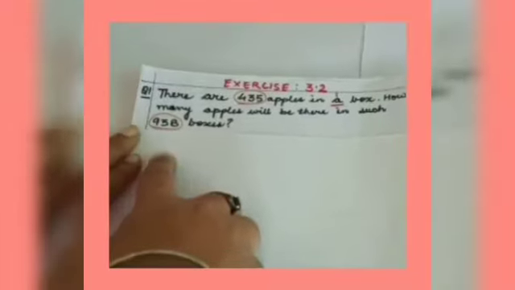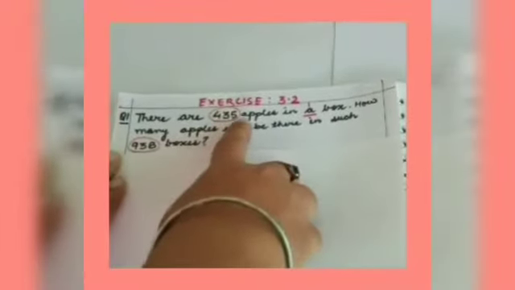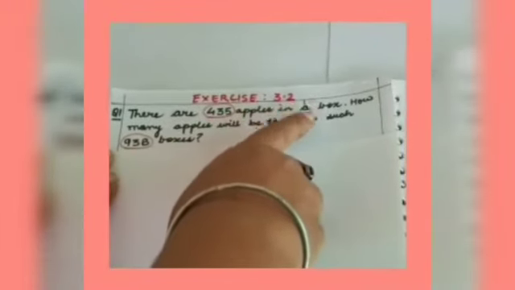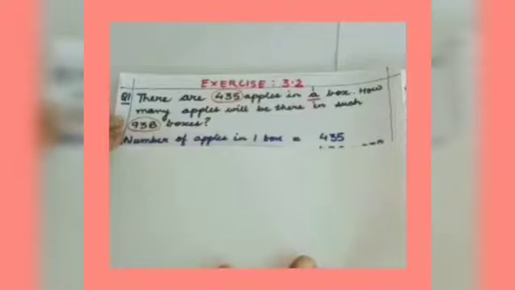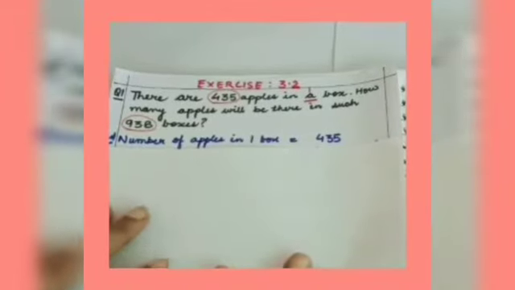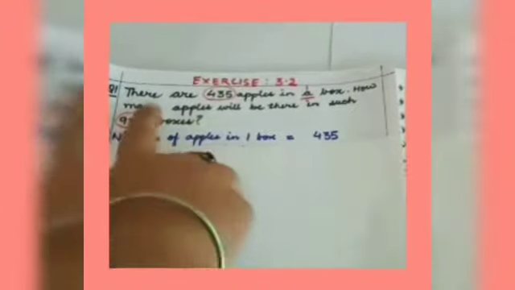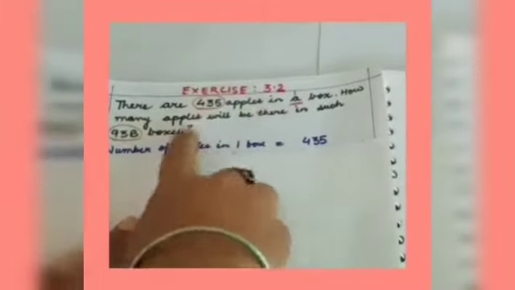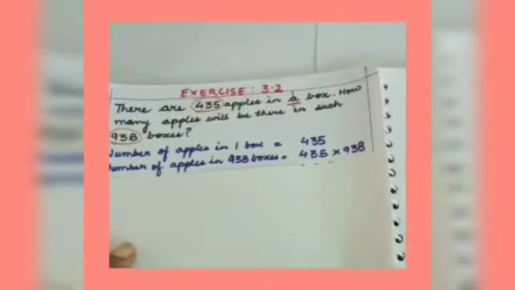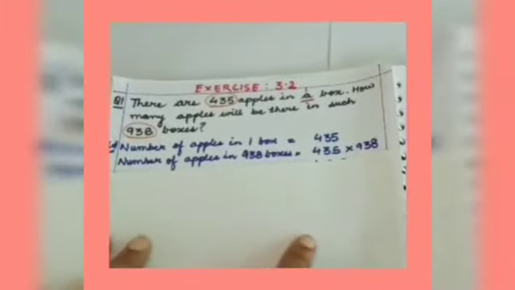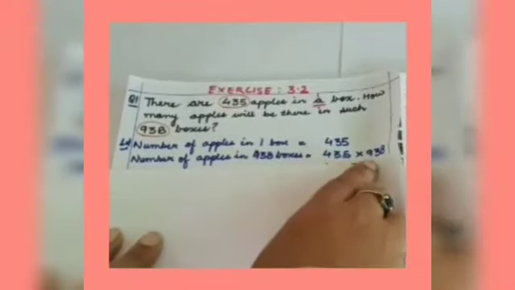So let us write the statements first. The first statement here can be number of apples in one box. Then the second statement can be number of apples that will be there in 938 boxes. So number of apples in 938 boxes, and then you can multiply the numbers.